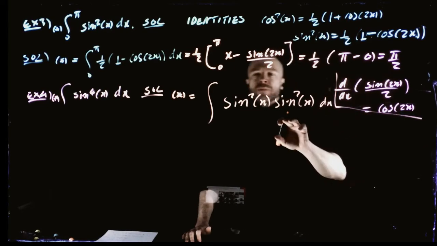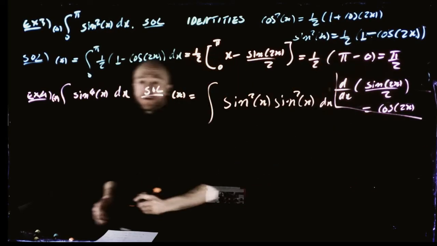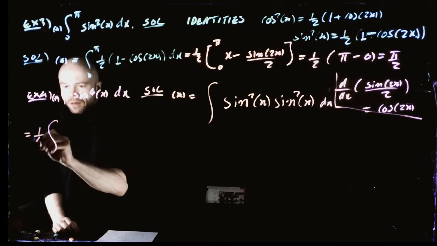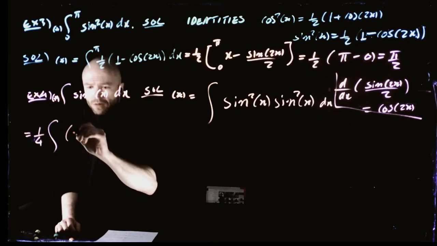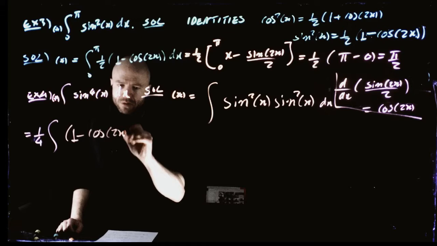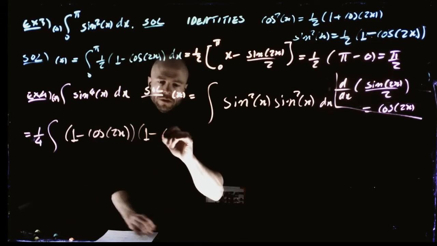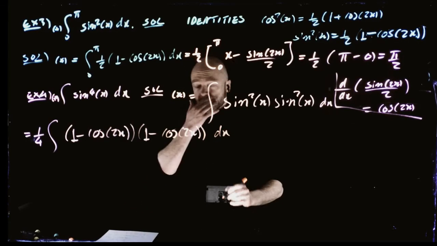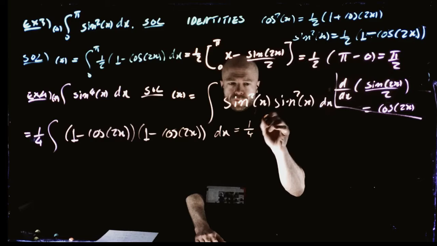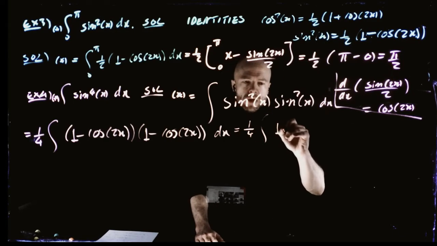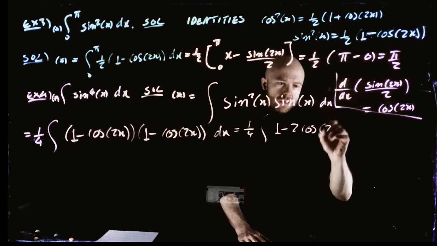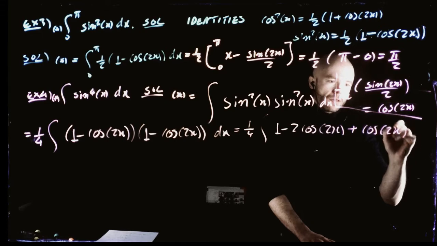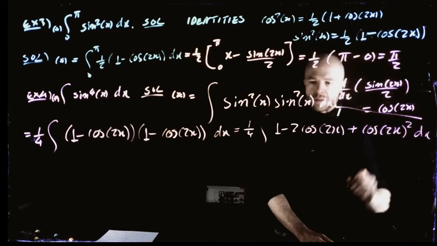For sine squared, we have this identity, which we used before, right? So that's the integral. Let's pull out this 1 over 4 over here. And what do we have? We have (1 minus cosine of 2x) times (1 minus cosine of 2x) dx. Let's multiply that through. So we have 1 over 4 times the integral of 1 minus 2 cosine of 2x plus cosine squared of 2x dx.